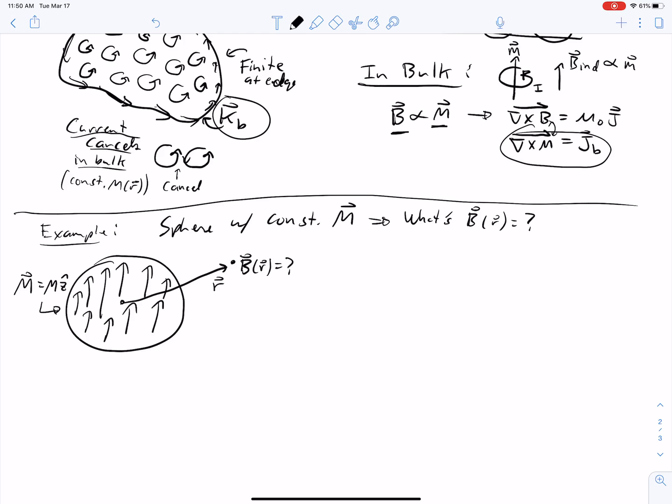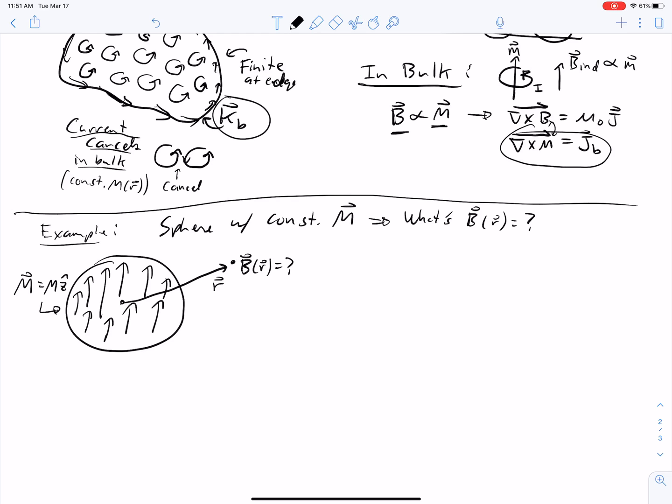Now, normally what we have learned to do is a multipole expansion: we would look at all the dipoles inside this volume, calculate the vector potential at this point, add them all up to find the total vector potential at this point, and then we would do B equals del cross A.